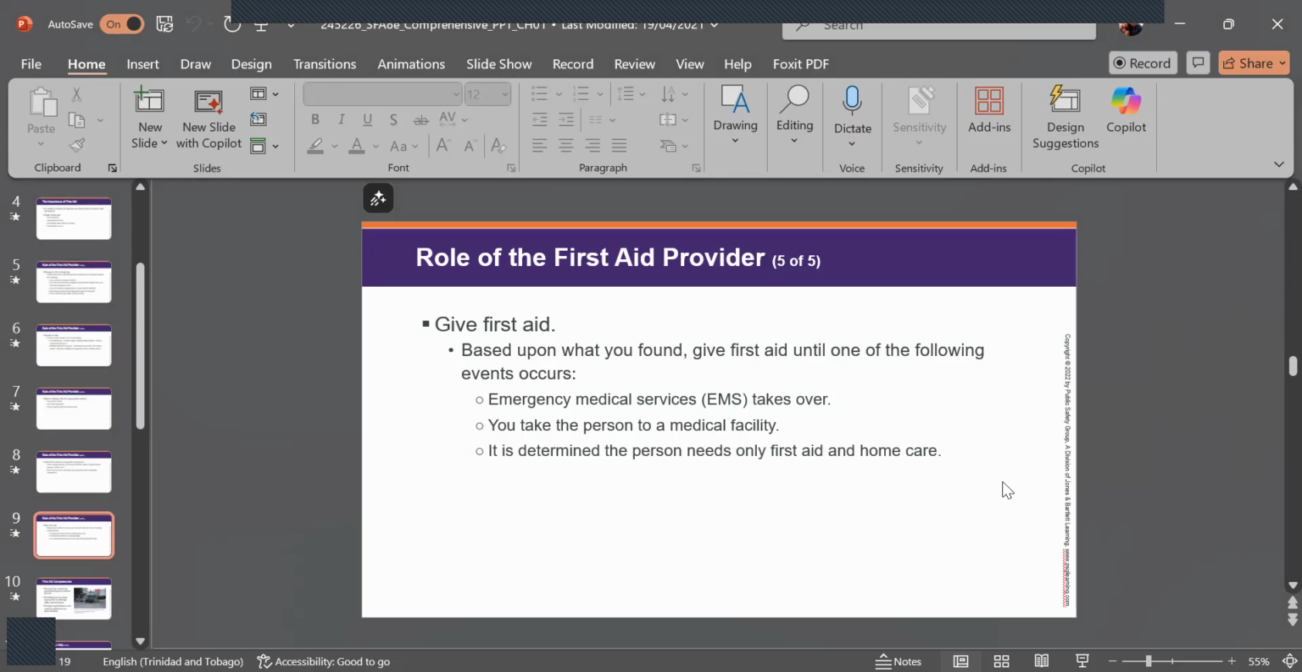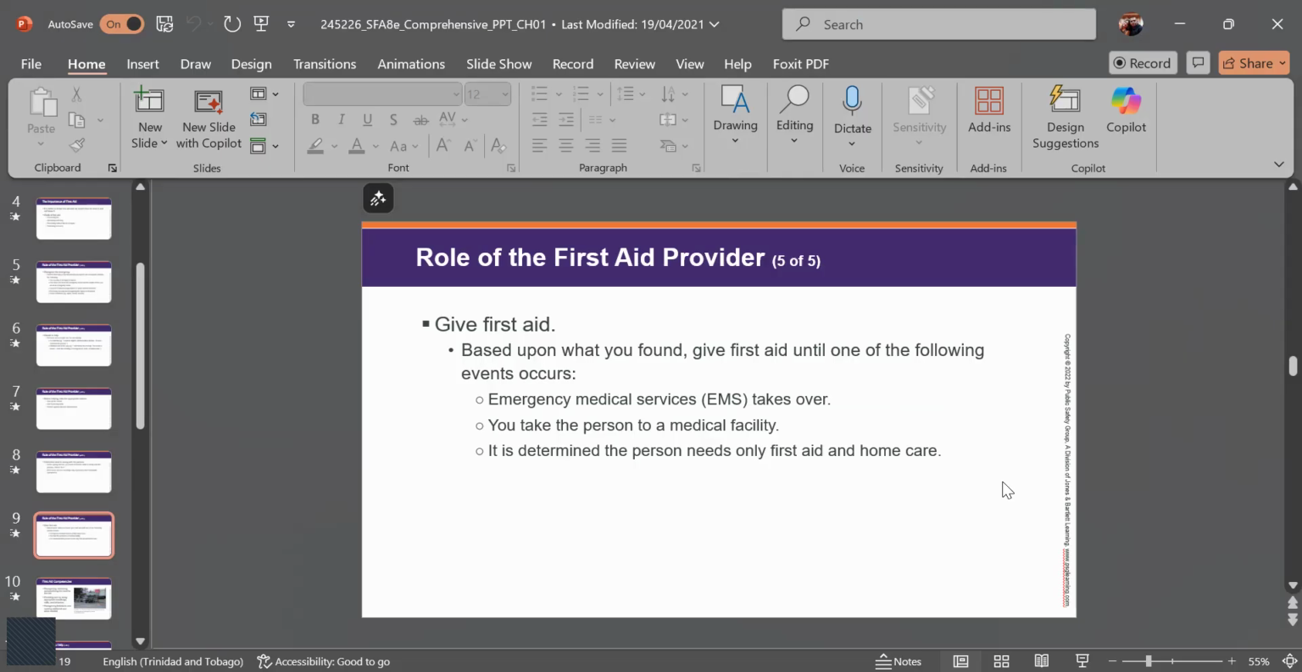We figured out what's wrong with the person. We administer first aid now. Based on what we found, we provide care. And we provide care until one of the events on screen here happens. Emergency medical services arrive. Could be the ambulance, it could be another person, all these things arrive and they take over care from you.